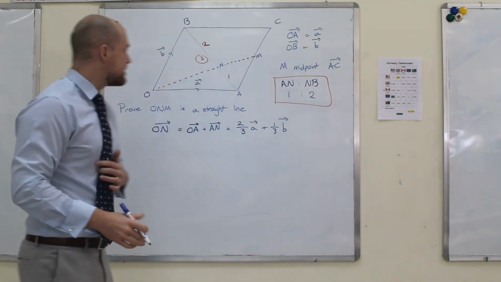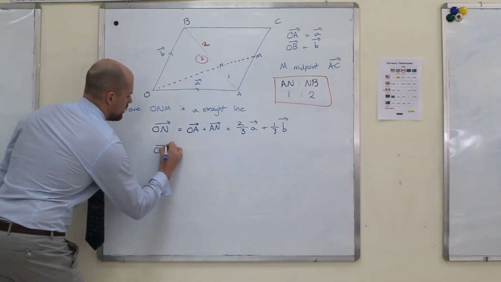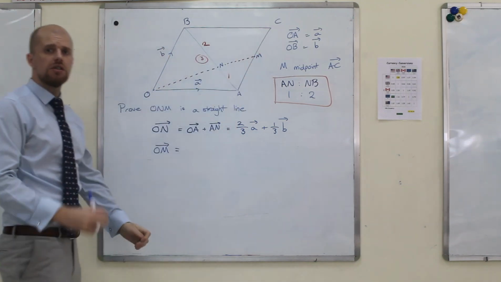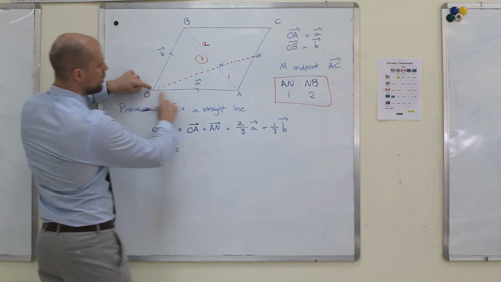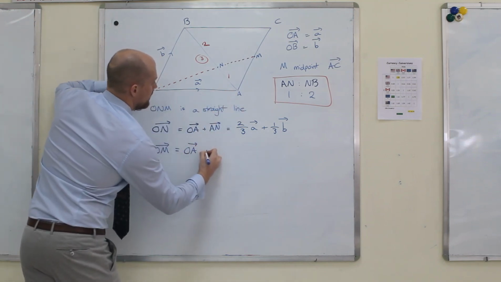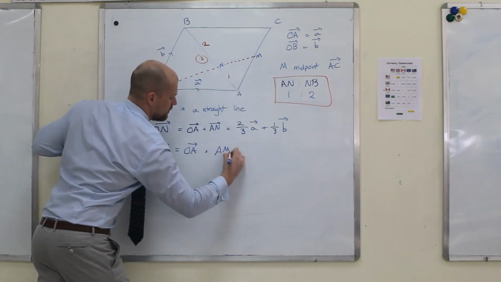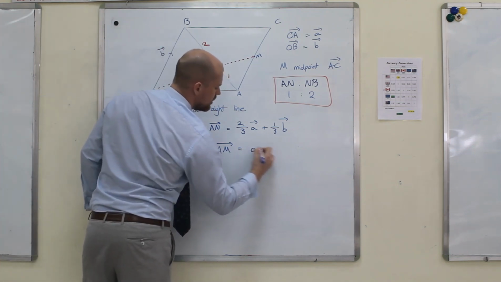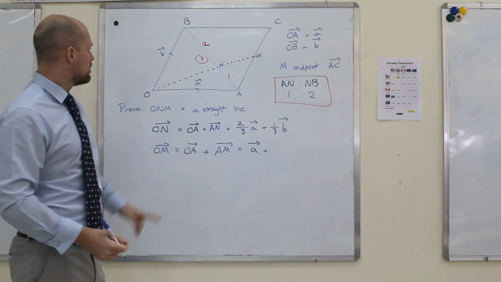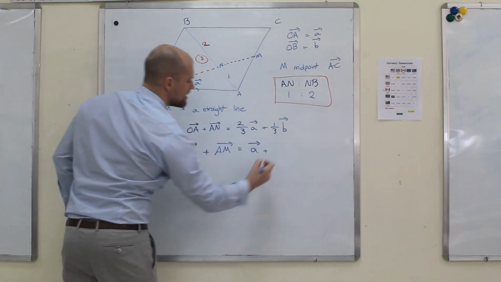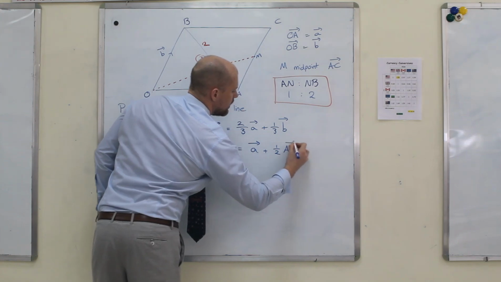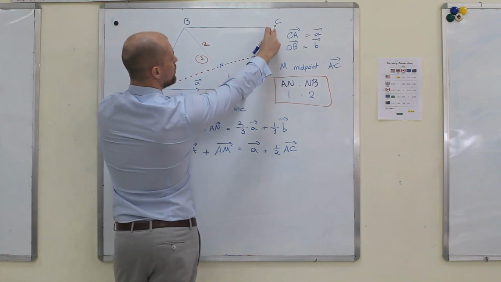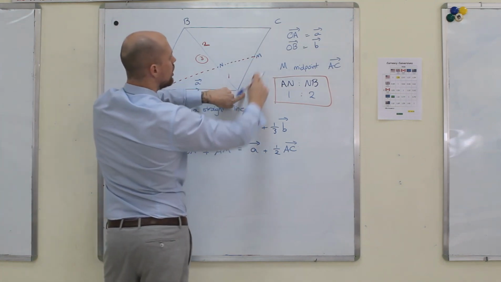Now, I'm going to find O to M, and this one's a lot easier. O to M, you could go OB, BC, and CM if you wanted to, but that's a lot more complicated. The easiest way is to go O to A, and then go A to M. O to A, again, is easy. It's A. And A to M is a half of A to C, 1/2 AC, because M is in the midpoint. If M's in the midpoint, it chops it in half. This is 1/2 of the whole thing. So A to M is a half of A to C.